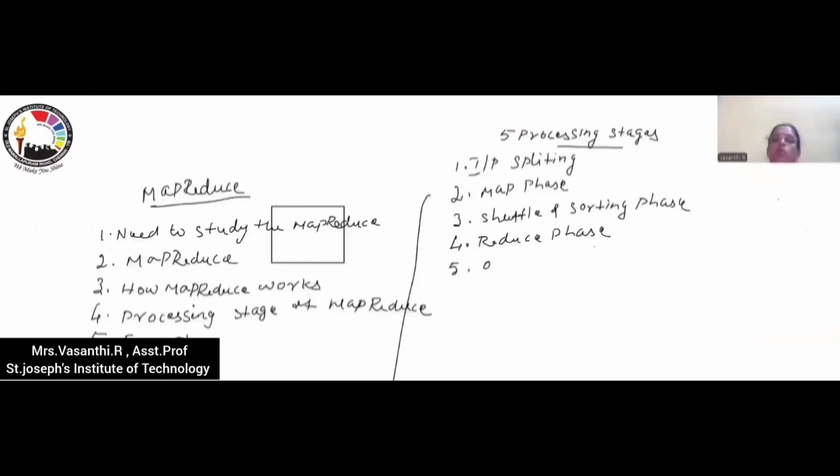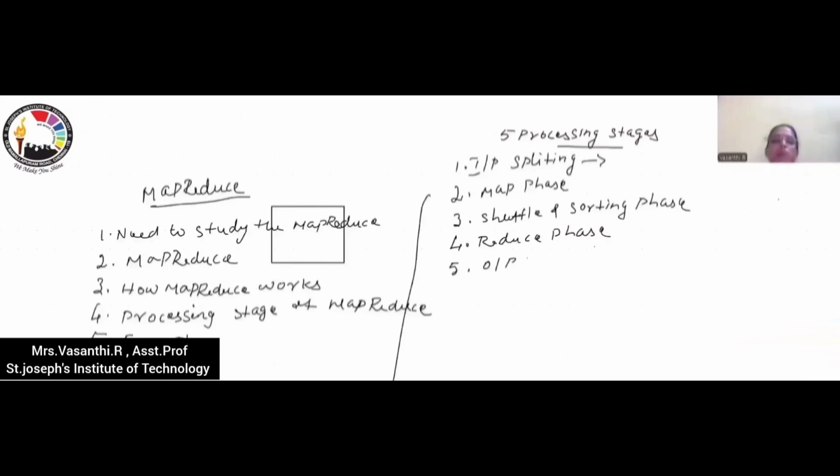Now we are going to see the first stage of MapReduce, input splitting. Here the input data is split into fixed size chunks, either 64 KB or 128 MB. So a large text file is split into multiple parts. Each part is processed independently. So this is the input splitting part.